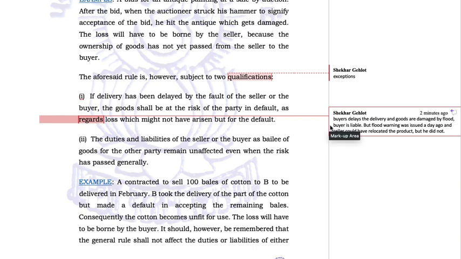from a regular bailee. Now the seller is in the footsteps of a bailee here, because he is not the owner, he only has the custody. A bailee only has the custody, a bailee is never the owner.